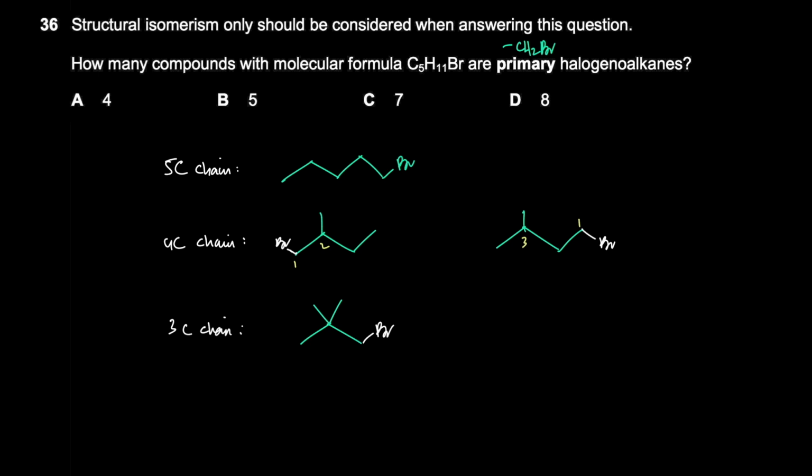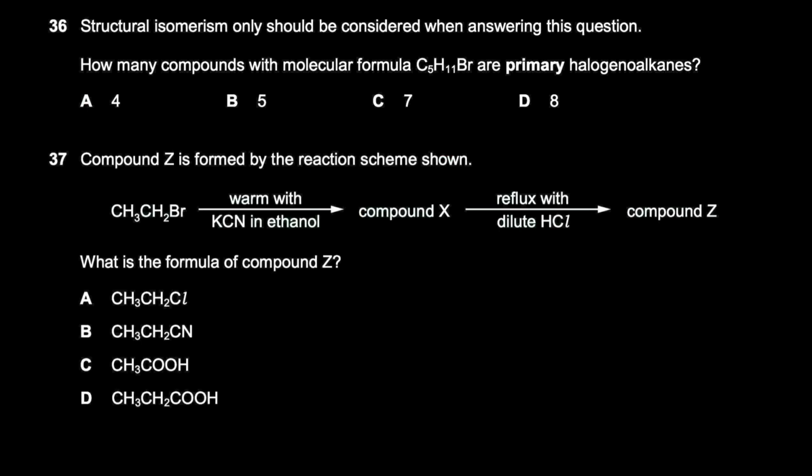So it doesn't matter where you draw the bromine. It doesn't matter where you show the bromine, it has to be on one of the edge carbons. So the answer is just A. You just have 4 structural isomers that are primary bromoalkane. So the answer over here is A.